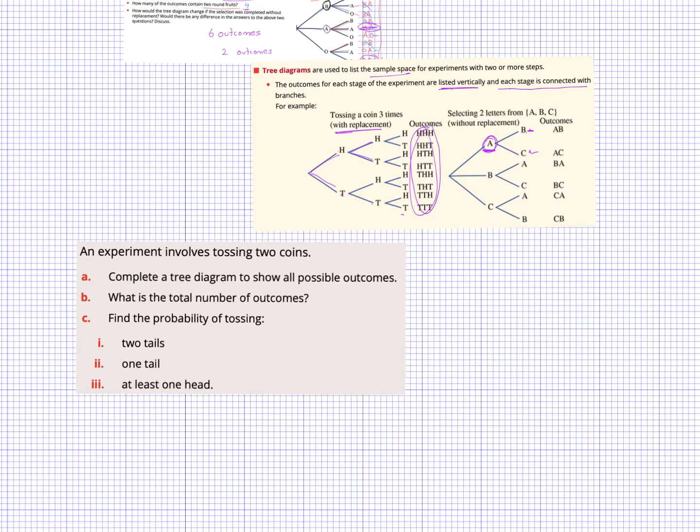So we've got an experiment that involves tossing 2 coins. All right, so 2 coins. So I can have 2 branches, head or tail. All right, complete a tree diagram to show all possible outcomes.